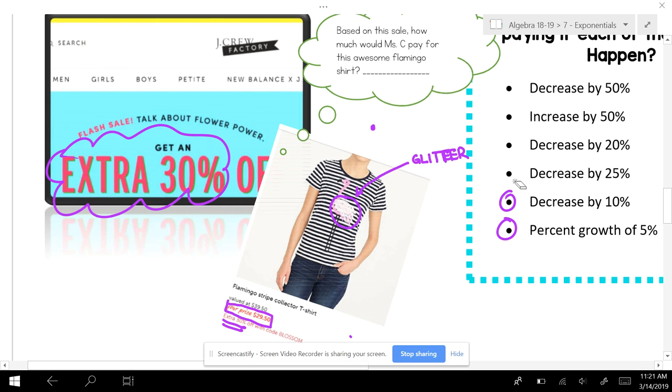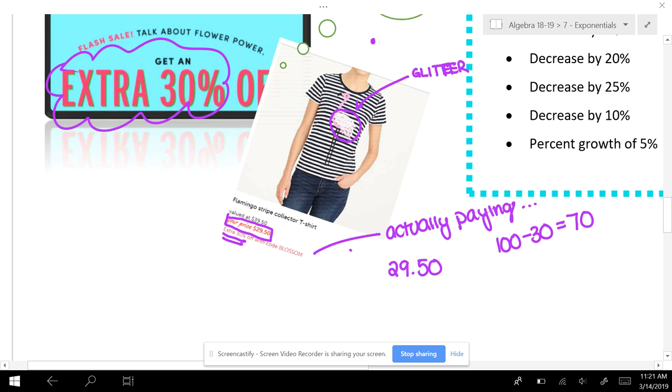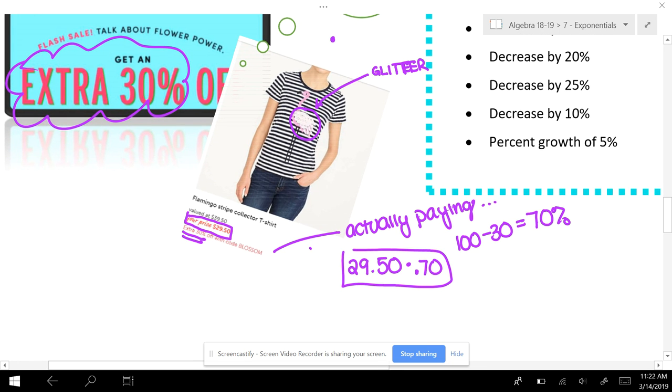Do you know? All right. So if you're going to try to figure out how much I'm going to pay for this shirt, if I'm getting 30% off, doesn't that mean I'm actually paying how much? Right. Hopefully you got it right. If I'm starting with 100% and I'm getting 30% off, that means I'm paying 70%. So what I can do is take $29.50 and multiply it by 0.70. That's 70%. And that'll tell me how much I'm paying for the shirt. So do it and make sure you get it right.